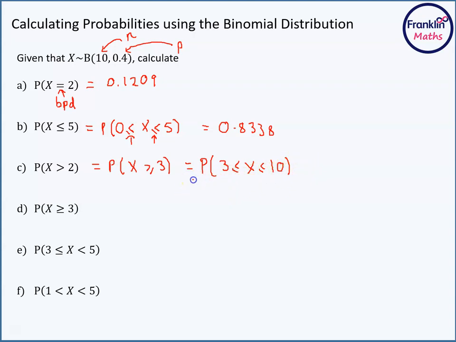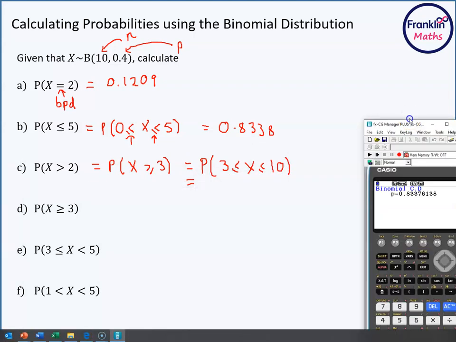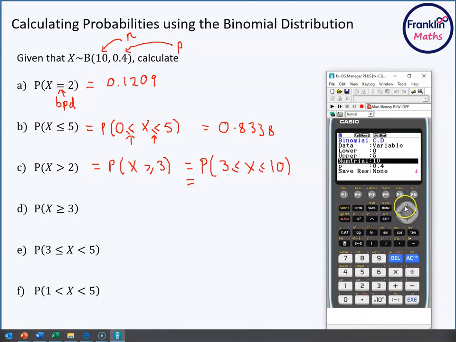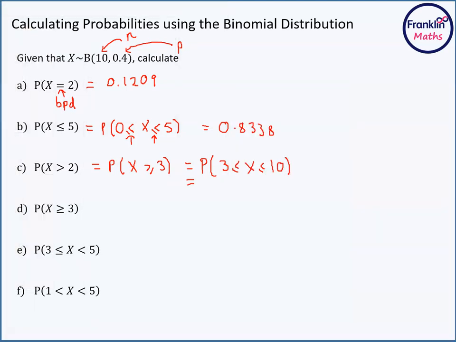So I'm just going to bung it through the calculator again. Again, notice how I change the question to get the equals parts and the inequalities, and I can just bung it through. So here we go. Exit. My lower this time is 3. Upper is 10. And so it's 0.8327.